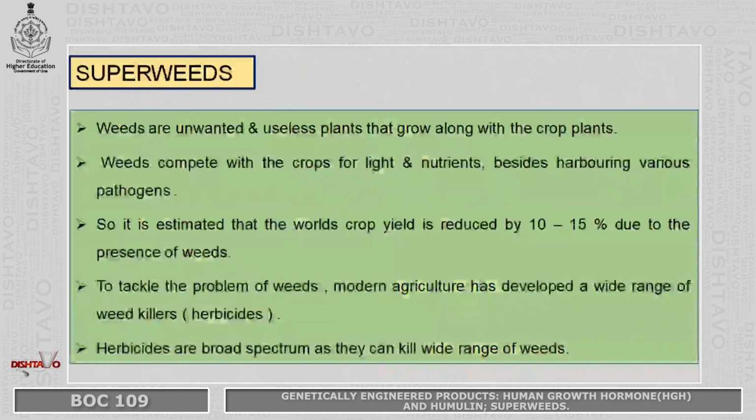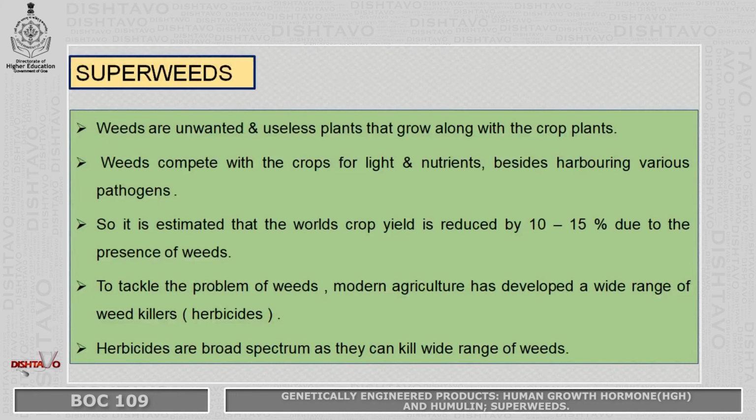Coming to superweeds. Now, we all know weeds are unwanted, useless plants that grow among the other crops. They take light and nutrition, compete with the crop plants, and also harbor some pathogens. It is estimated that the world's crop yield is reduced by 10 to 15% due to the presence of weeds.